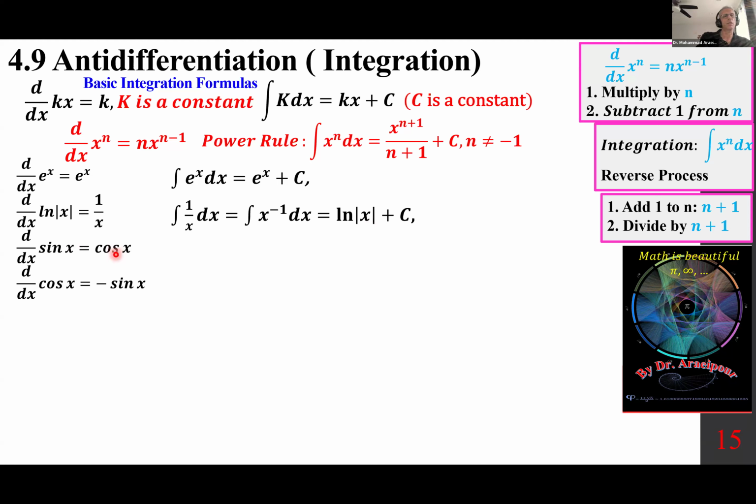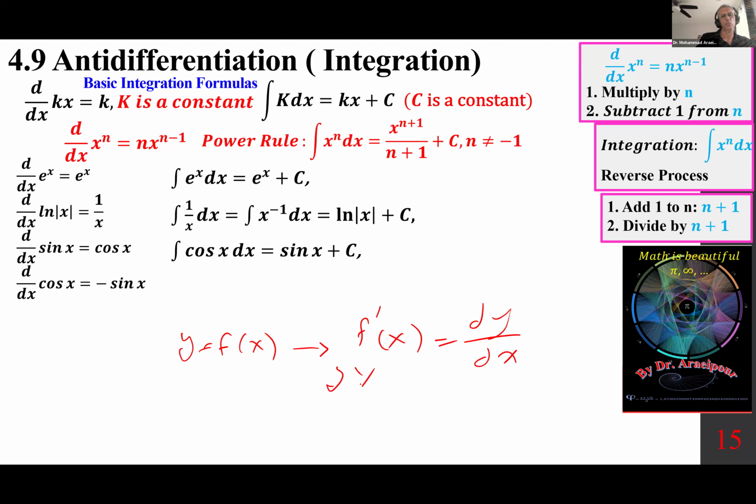If the derivative of sine is cosine, then the integral of cosine x dx must be sine and a constant. By the way, you need the dx, and I'm going to write this for you, class. Remember, for example, if y equals f of x, then y prime, f prime of x, or dy/dx are the same, and dy is f prime of x dx. We need the dx because in essence it gives us the independent variable. All right.